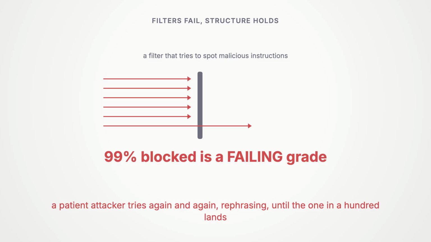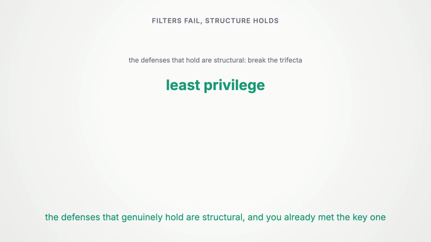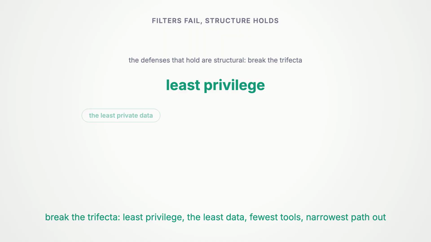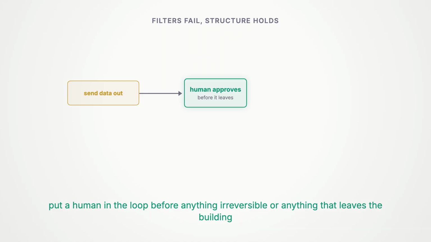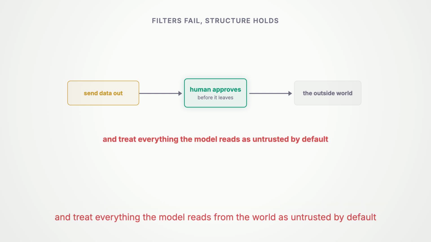The defenses that genuinely hold are structural, and you already met the key one. Break the trifecta. Give the agent the least privilege it needs, the least private data, the fewest powerful tools, the narrowest path to the outside, so even a fully hijacked agent simply cannot reach the prize or the door. Put a human in the loop, a real confirmation, before anything irreversible or anything that leaves the building. And treat every single thing the model reads from the world as untrusted by default, because, as we saw, it cannot tell the difference for you.